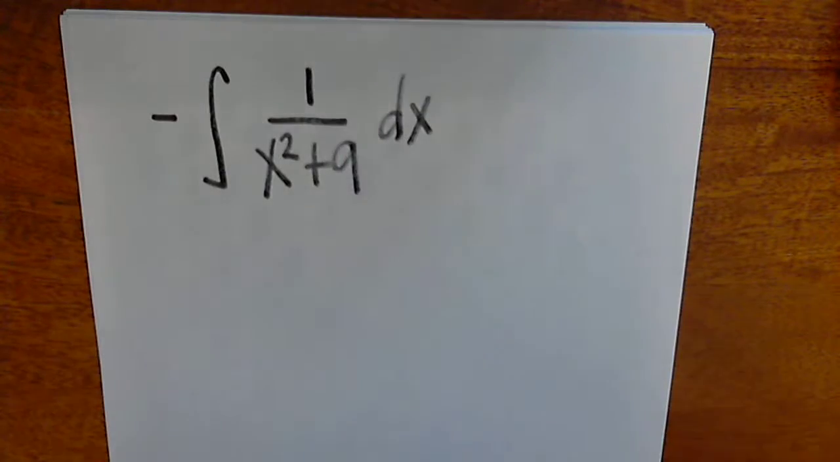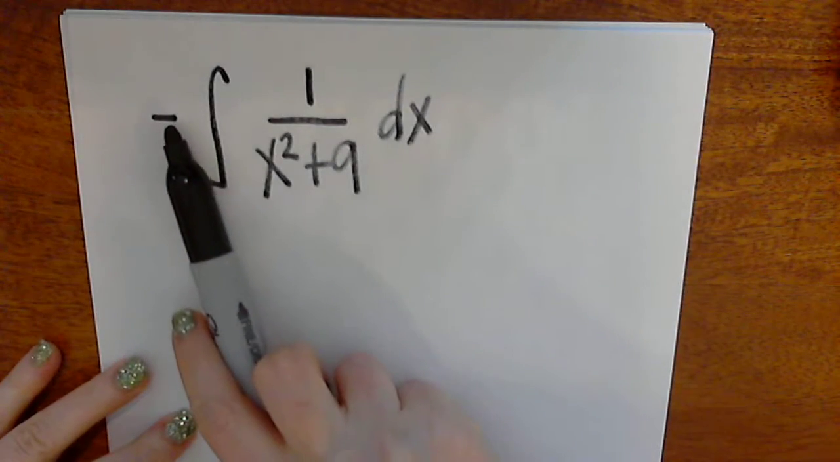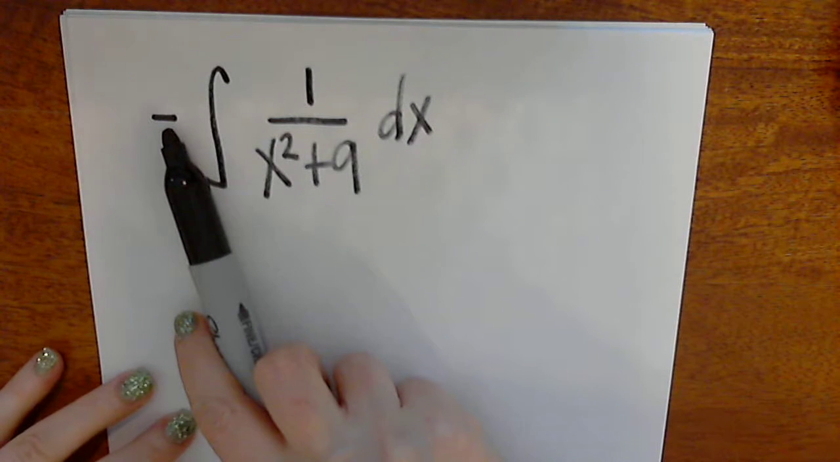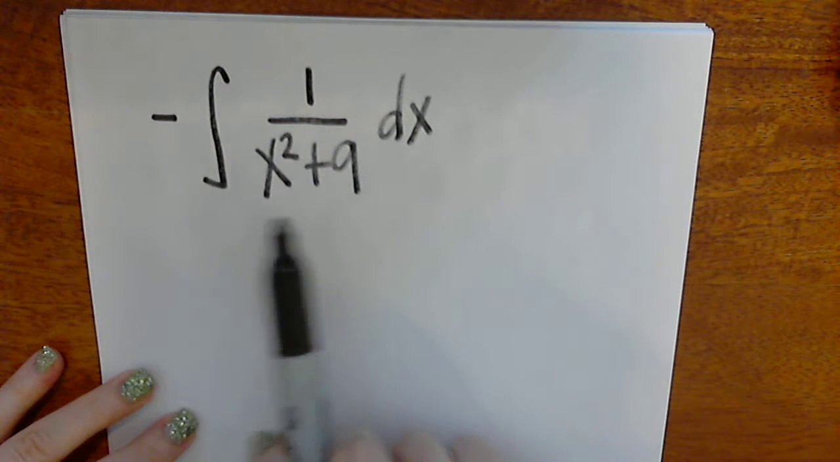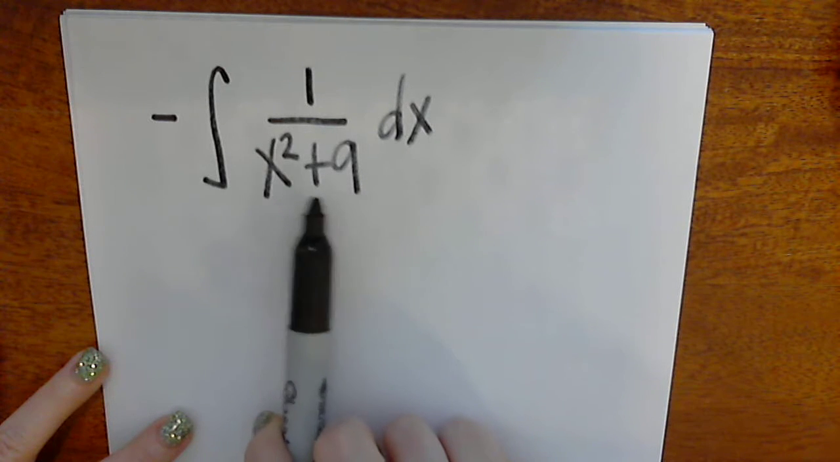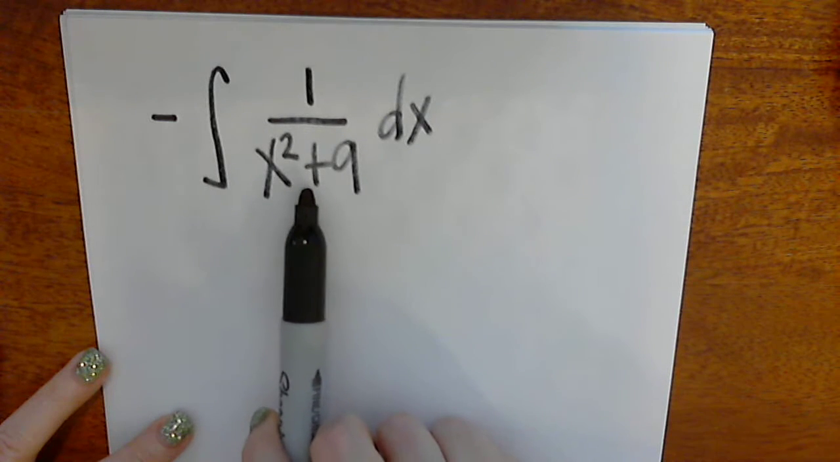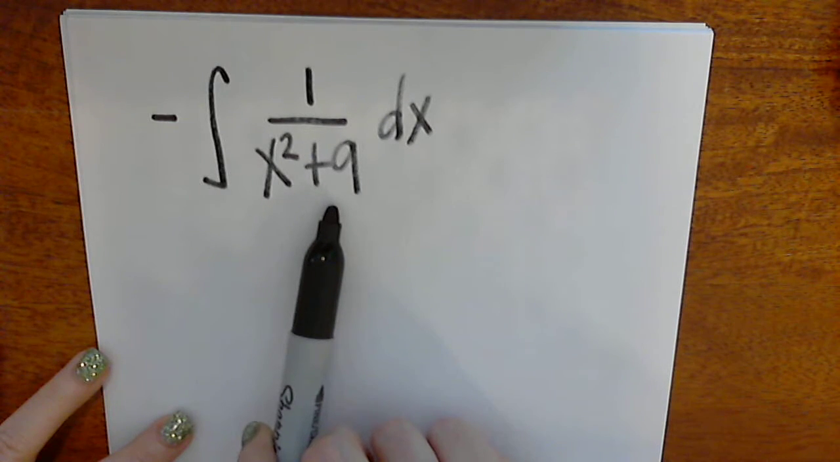Okay, so now we have the integral of 1 over x squared plus 9 dx. I put the negative out in the front, always a good idea. Now what I want you to recognize immediately is that you cannot factor x squared plus 9 because you have a plus sign, which means no factoring. This is as simple as it's going to get. If we had a minus sign, then we could take the difference of two squares.